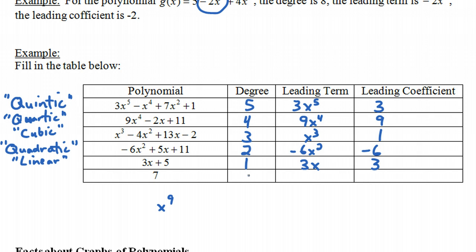Now, this has degree 0, and a degree 0 polynomial is also called a constant polynomial. Okay, the leading term is 7, and you could kind of think of it as really 7x to the 0 power, but the leading coefficient would also be 7.